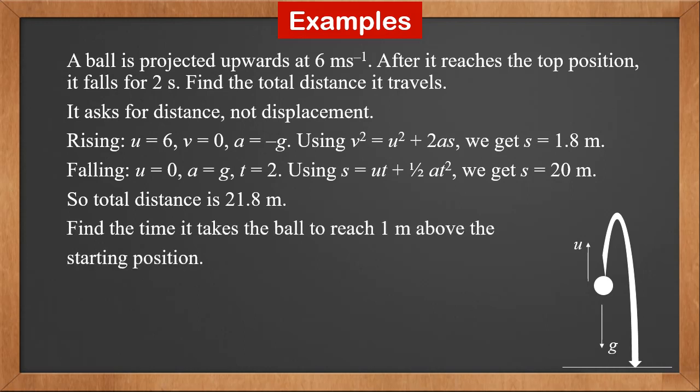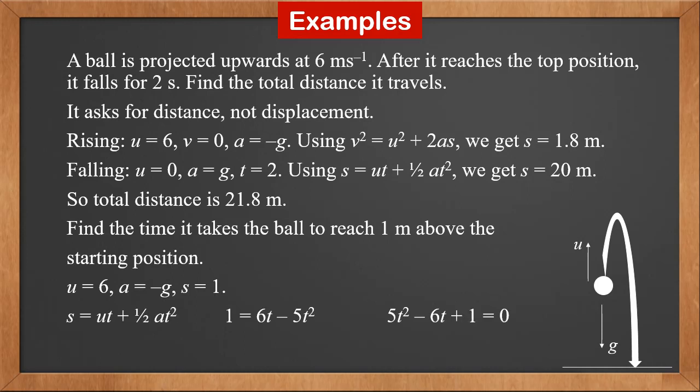Find the time it takes the ball to reach 1 meter above the starting position. We know there are 2 instants when the ball is 1 meter above, one when it's rising, and the other when it's falling. In either case, the displacement is 1 meter. U is 6. A is minus g.